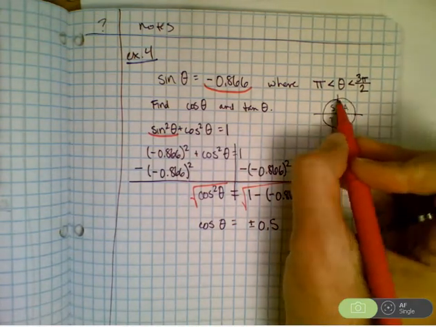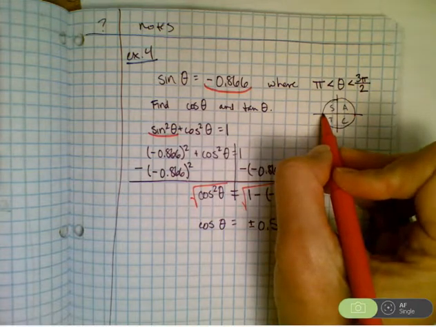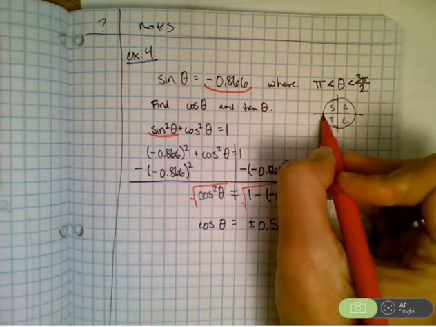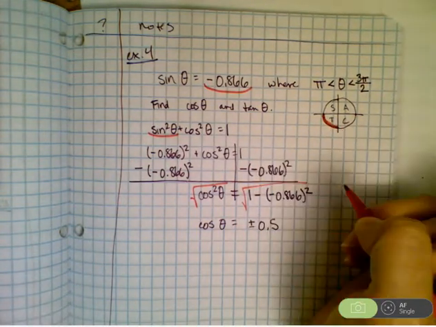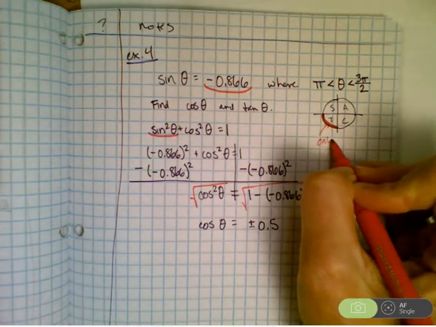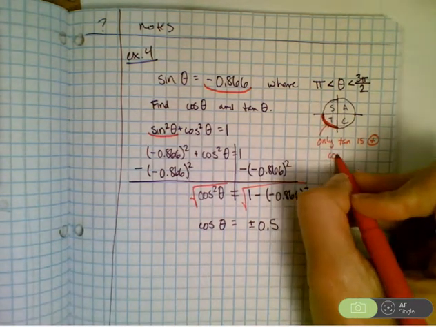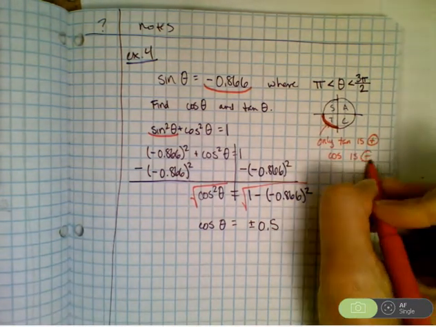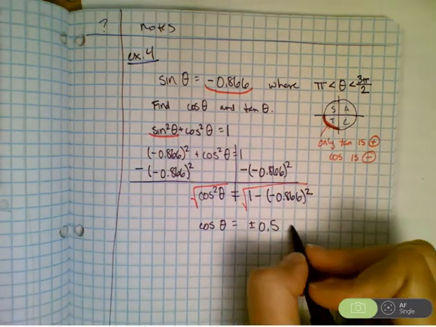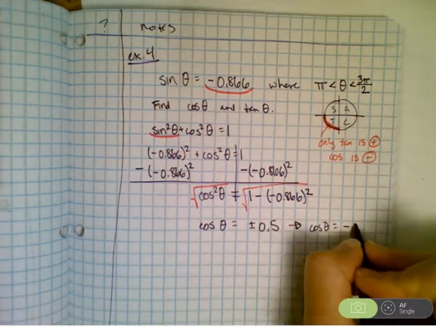So from 0, here's pi over 2, here's pi, so this is where my angle starts. Here's 3 pi over 2, so my angle is somewhere in that region, which means only tangent is positive, which tells me my cosine is negative. So that means that from here, the cosine of theta is equal to negative 0.5.